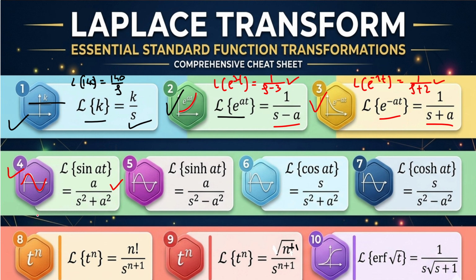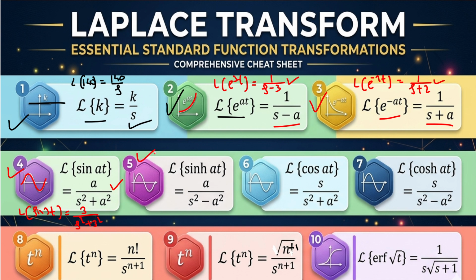For example, suppose I have to find Laplace of sine 3t. What you have to do? You have to just replace a by 3. So you will get 3 over s square plus 3 square. Laplace of sine 5t will be 5 upon s square plus 5 square, in this way.